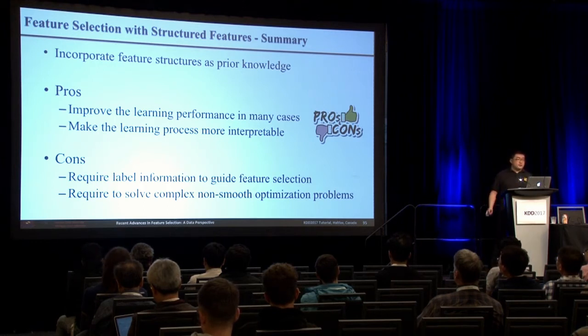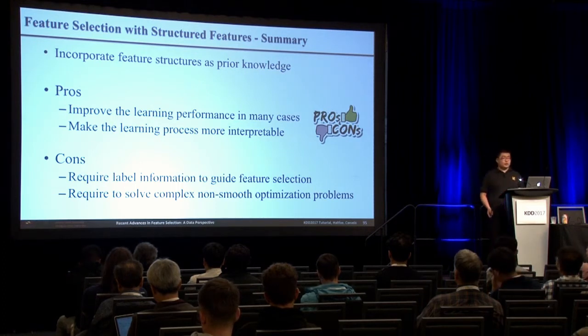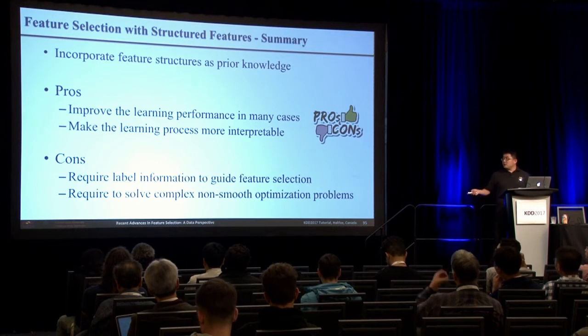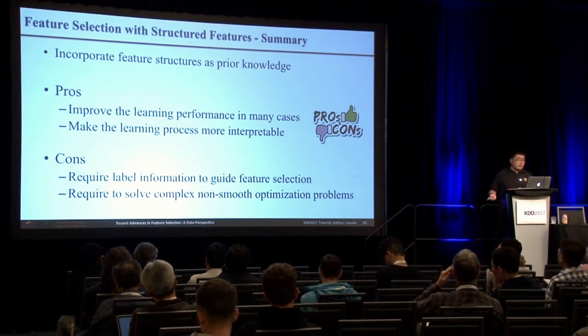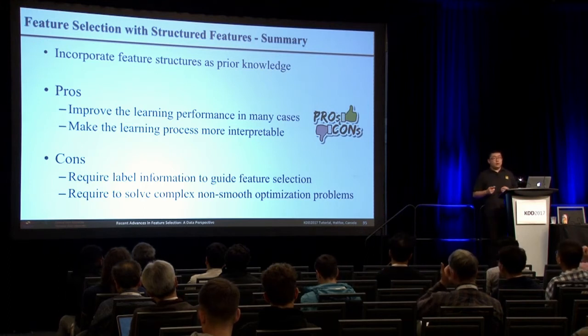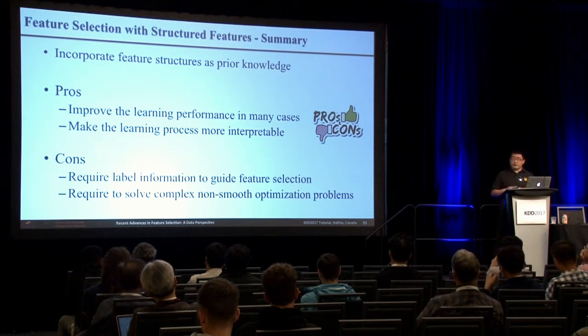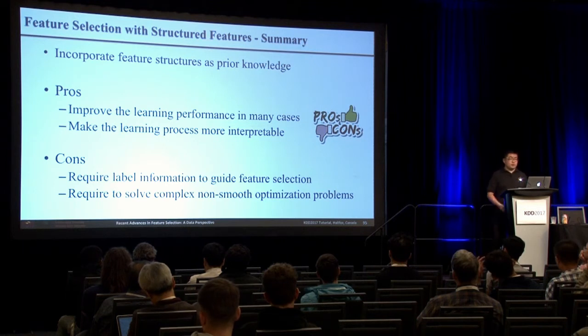The first limitation is that most of the algorithms in this family are supervised methods and require label information to assess the feature relevance. And the second limitation is that most algorithms in this family are based on L1 norm regularization. Basically, to solve this kind of L1 norm regularization, we need to solve some complex non-smooth optimization problems. And the computational efficiency is another difficult problem.